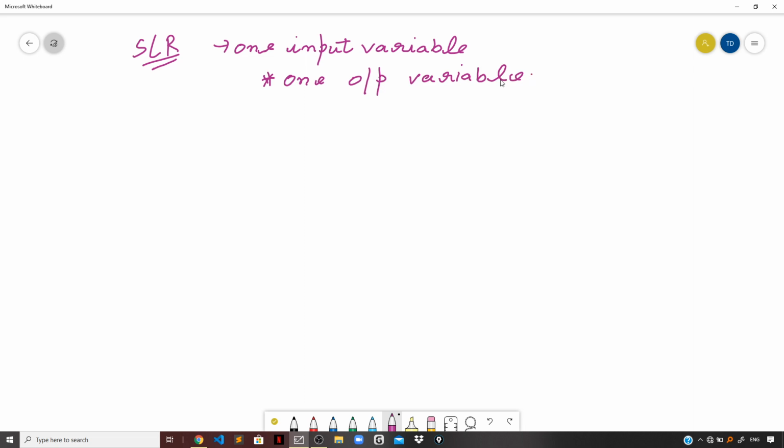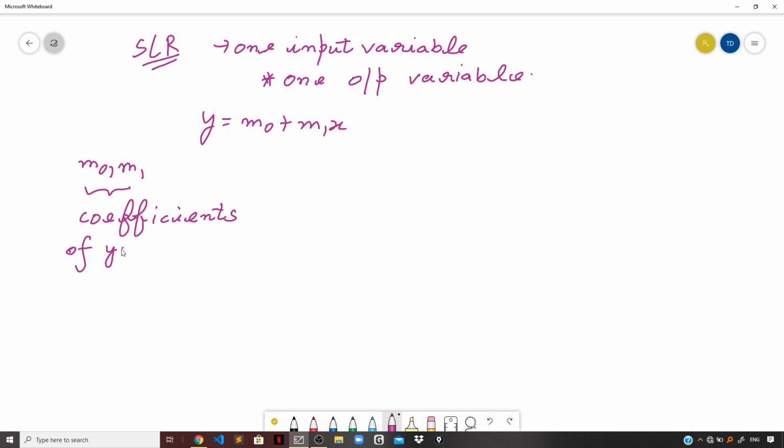Now simple linear regression can be represented using the equation y is equal to m0 plus m1x, where y is your output variable, x is your input variable, and m0 and m1 are known as the parameters or coefficients of your model. So m0 and m1 are coefficients, or you can say parameters, of your model.